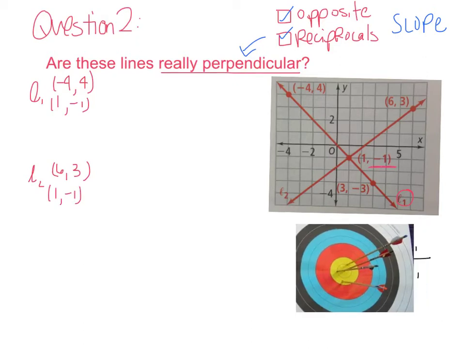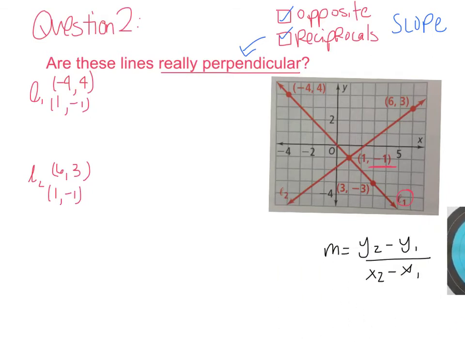As a reminder, I'm going to go ahead and move my archery bullseye to the side. Here's my slope formula. Let's go ahead and see what happens when I find the slope of these 2 lines. Now remember, my first point is my x1 and my y1. My second point is my x2 and my y2.